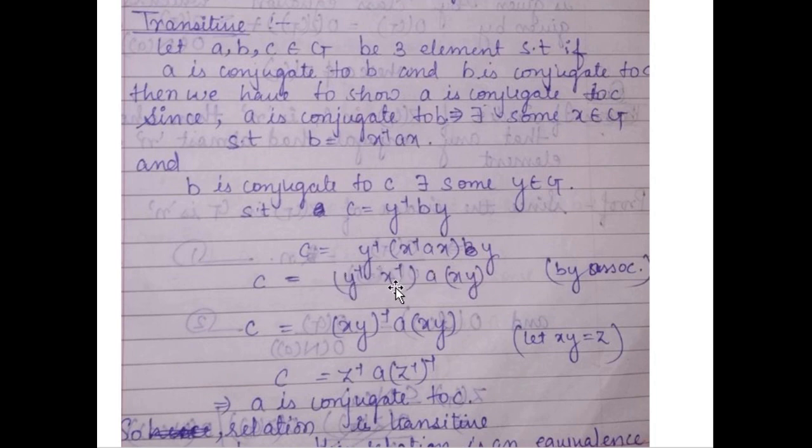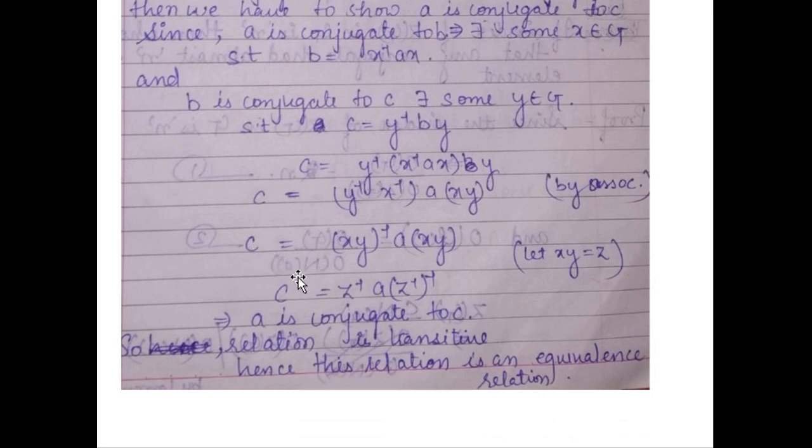And since we know Y inverse X inverse will be equal to (XY) whole inverse, this is by reversal law, this will be equal to (XY) inverse A XY. Since X and Y are arbitrary elements of G, and G is a group, by closure law, let XY = Z, and so Z will also be a member of G. So this implies that C is of the type Z inverse A Z. So this shows that A is conjugate to C. So that implies this relation is transitive.